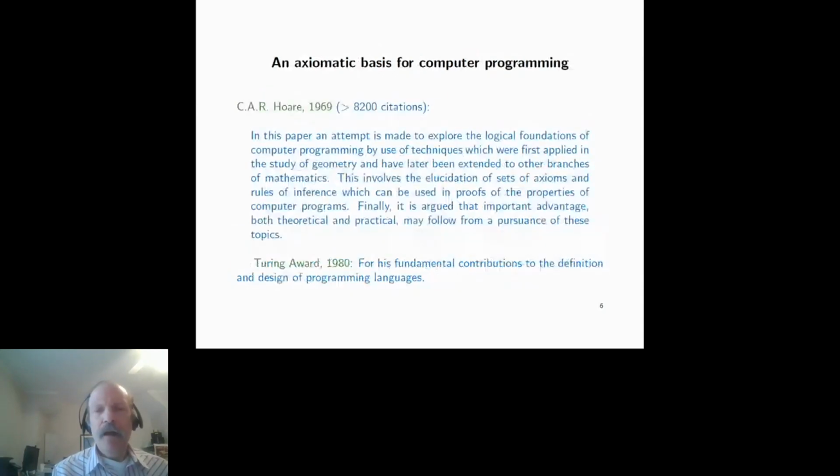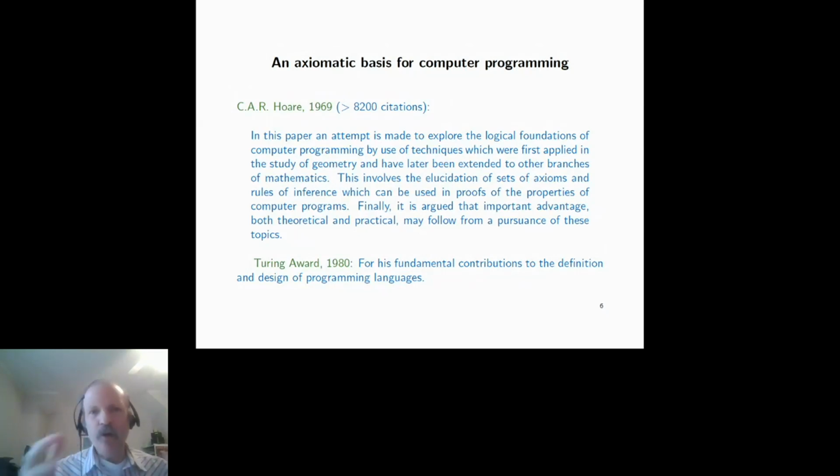And I think the culmination of that line of papers goes back to Tony Hoare's paper in 1969, "An Axiomatic Basis of Computer Programming," which is incredibly well cited. Again, in the Turing Award citation, this work was not mentioned, but this is the paper in which an attempt was made to explore the logical foundation of computer programming by use of techniques which were first applied in the study of geometry, the axiomatic method, and later extended to other branches of science.